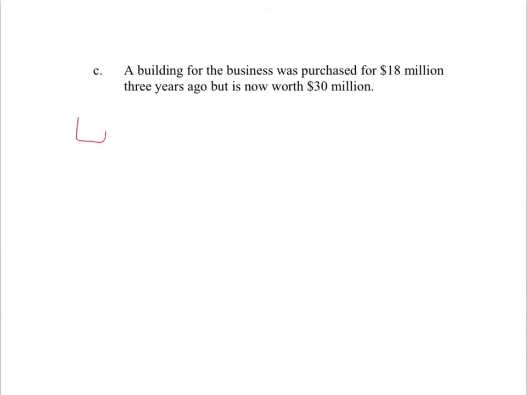Who owns the business? The firm does. It was purchased 3 years ago. This is the firm's own property. So we know from that we will incur an implicit cost. The question is how much? What is the dollar value?